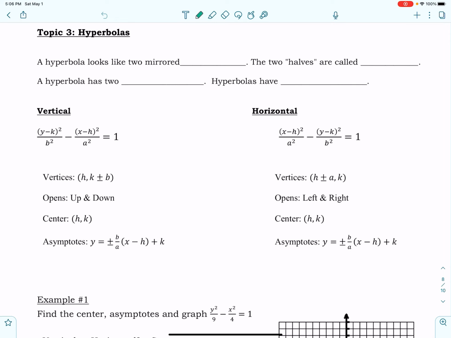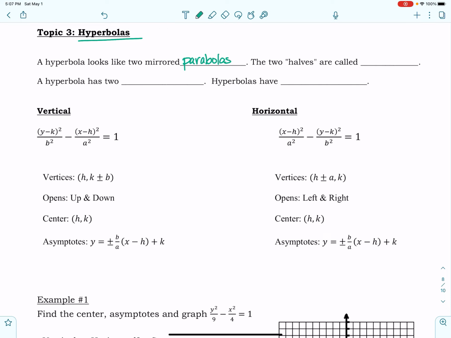Hello, pre-calculus. In this video, we are going to talk about hyperbolas within our conic sections. That's in Unit 10. So we're going to talk about hyperbolas. A hyperbola looks like two mirrored parabolas. It's just fun to say these words.